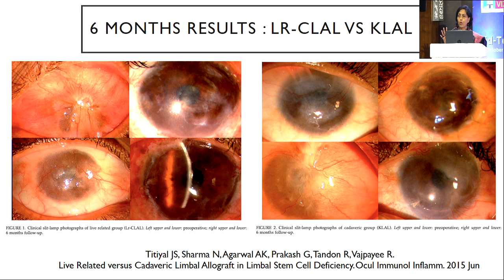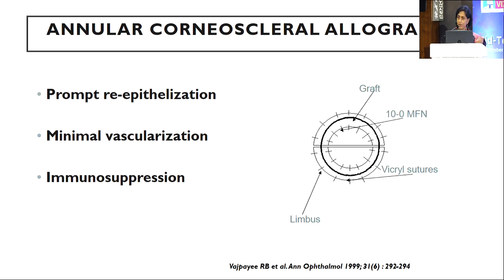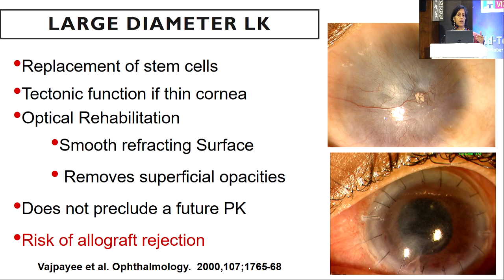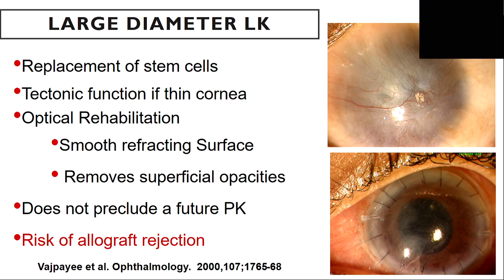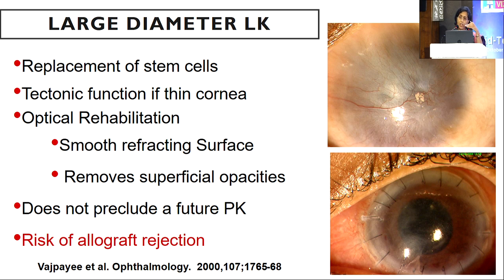You have to use your own judgment and what is best for that patient, and make sure you take care of the common precautions. Large diameter lamellar keratoplasty is another modality of a cadaveric limbal stem cell transplant. You would use this when there is marked corneal thinning, because otherwise when you remove the pannus in some patients, the residual cornea is very thin and it is going to melt.